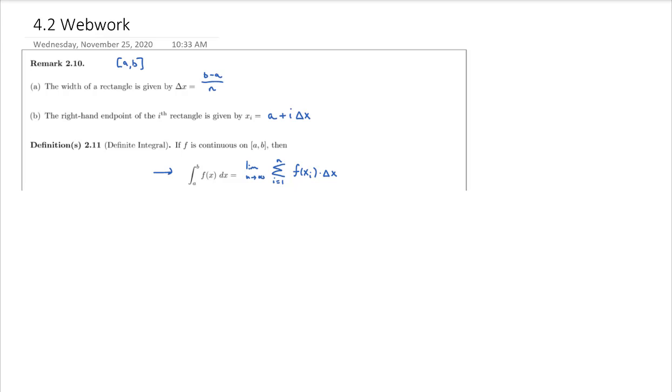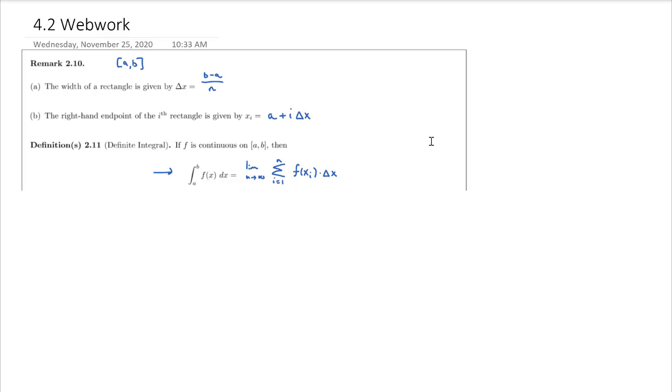Now first, what this remark is telling us are the calculations for the width of a rectangle in a Riemann sum when we're given the width of the interval or the interval endpoints and the number of rectangles, and the right-hand endpoint of the ith rectangle. This is a little bit confusing, so let's just do this one step at a time.